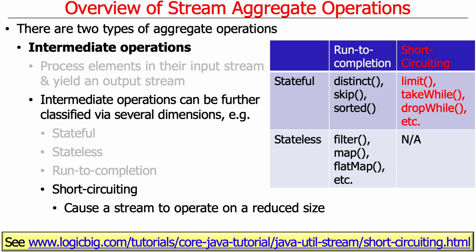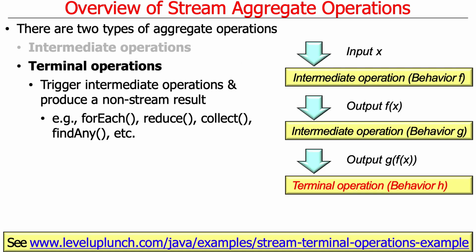A good example would be limit, where you're going to say, I only want to process the first n elements in the stream. And after the nth element, I don't want to process anything more. Then there's also some other ones we're going to talk about called take while and drop while, and we'll look at those. Those also have conditions that they use to decide how far they're going to process the stream. So those are the intermediate operations.